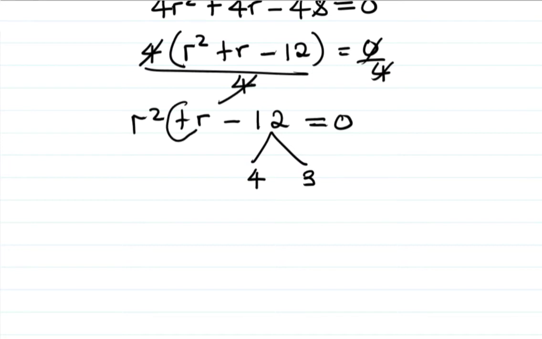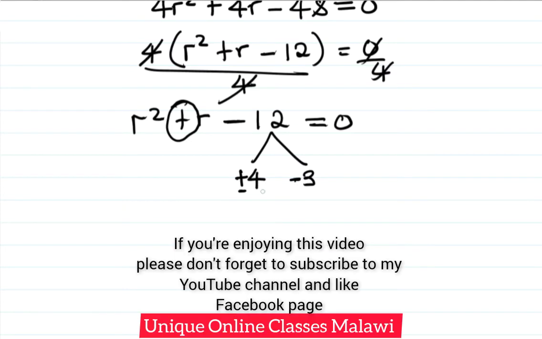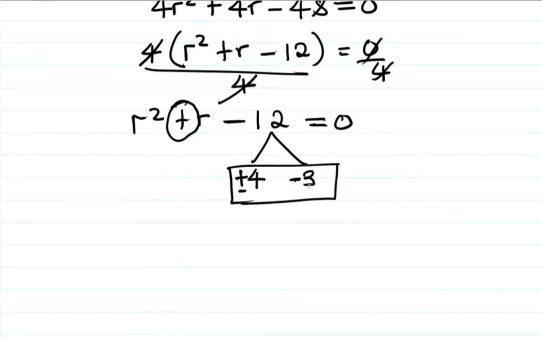One of the numbers will be positive and the other negative. The number 4 will be positive and 3 will be negative. Because a positive number times a negative number gives a negative number, 4 times 3 is 12. And the difference between these two numbers, positive 4 minus 3, is positive 1.